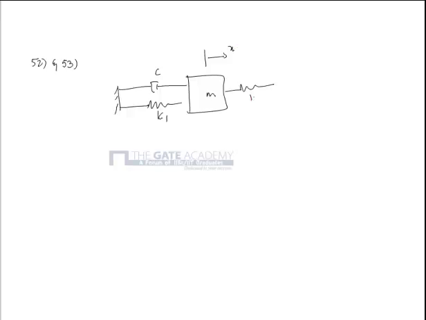Let's discuss the linked data question 52 and 53. A combination of spring and a damper is given. Let me draw the figure. K1, C, mass M, and another spring K2, which is connected to an attachment B. Attachment B is given a motion of this form, xb equals b cos omega t.